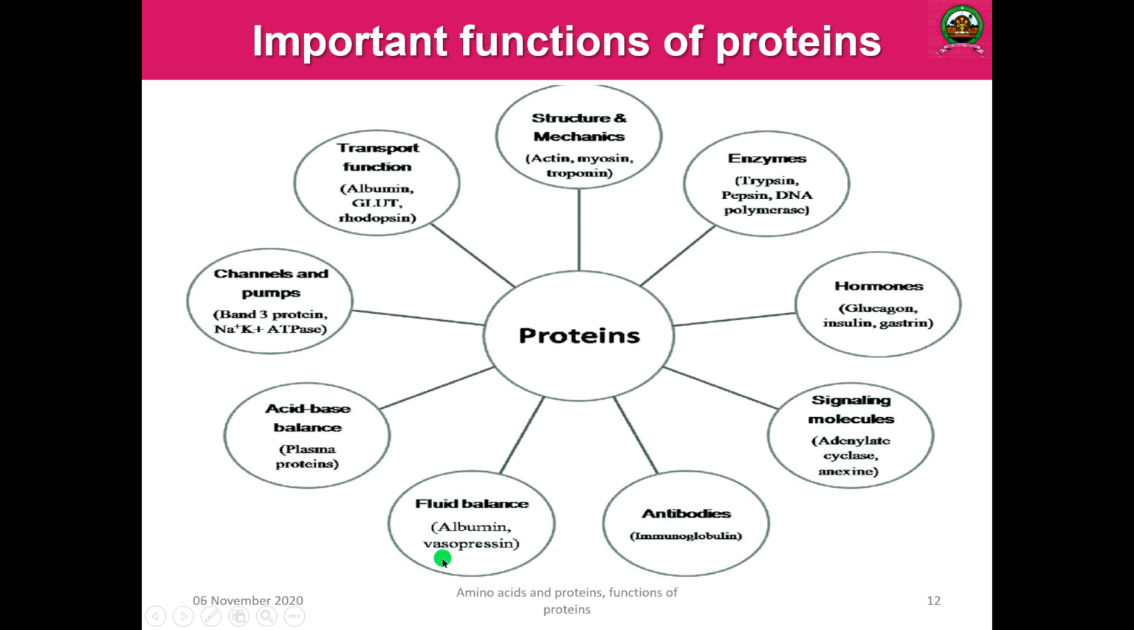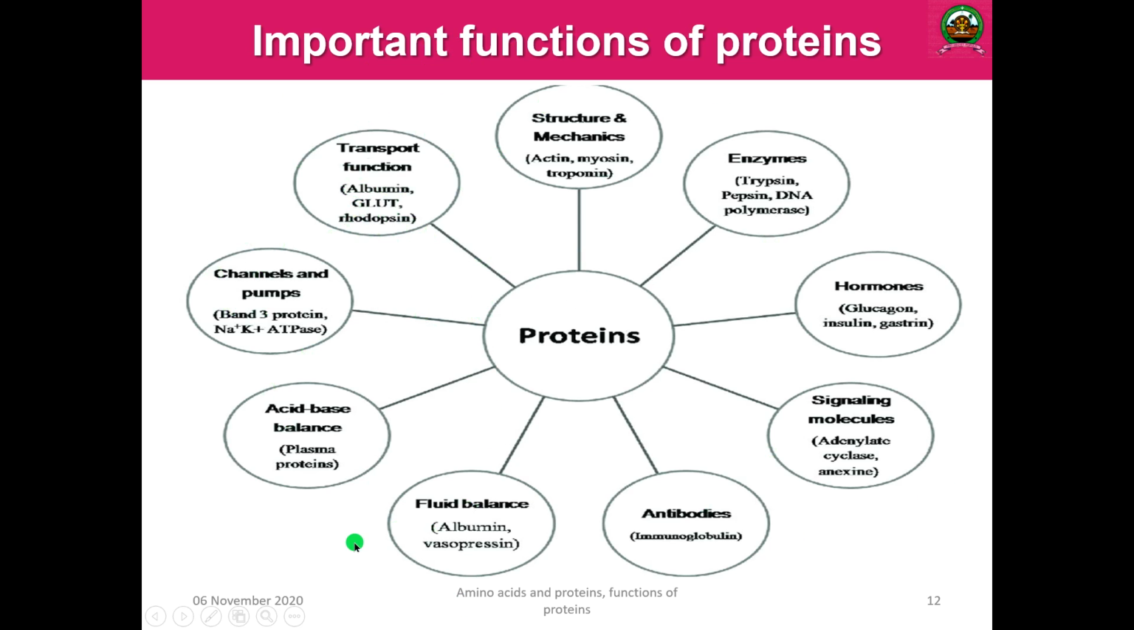Then protein can maintain the fluid balance in our body, mainly albumin and vasopressin. Protein can also maintain the acid-base balance, such as plasma proteins. Then protein can act as channels and pumps, performing transport. That is the band 3 protein, sodium-potassium ATPase. These are membrane proteins. They are able to act as channels and pumps. The next ones are able to transport: GLUT, rhodopsin and albumin. All such proteins are the most important proteins acting in the transport function.